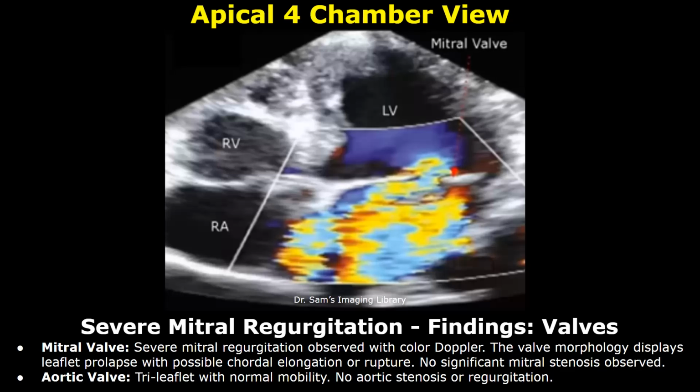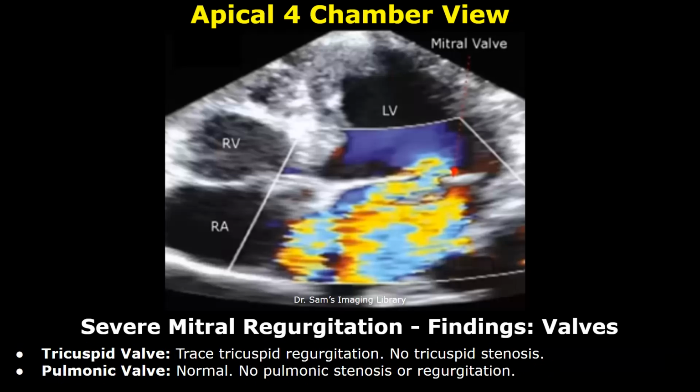The aortic valve is normal. The tricuspid valve shows trace tricuspid regurgitation and no tricuspid stenosis. The pulmonic valve is normal.